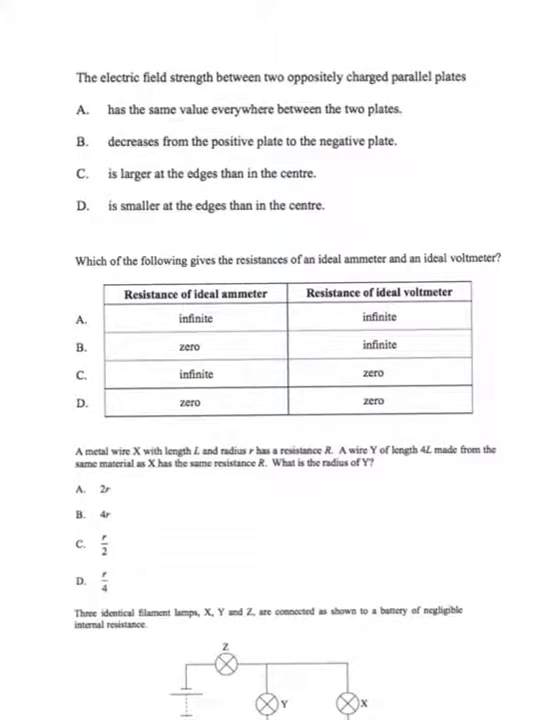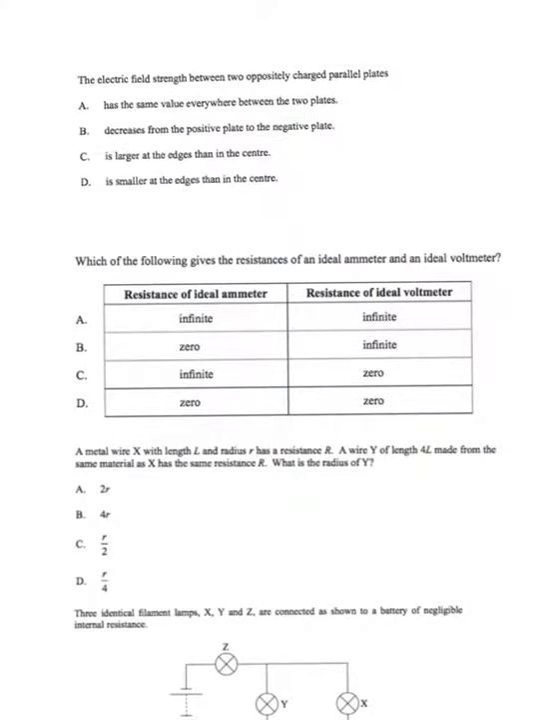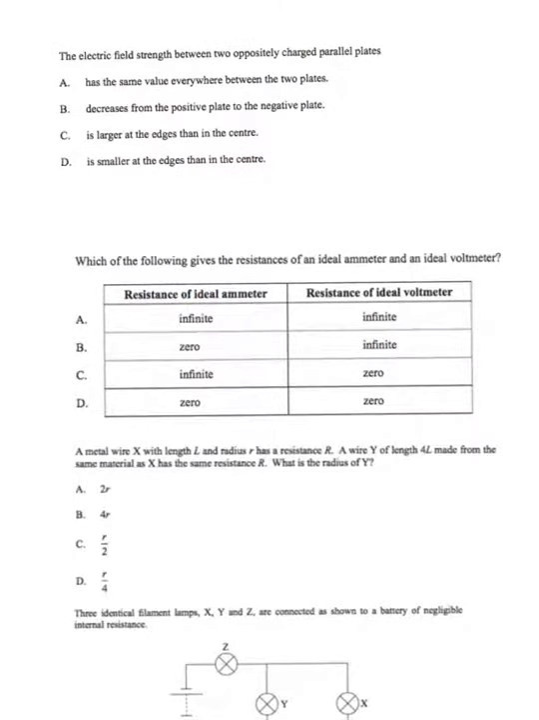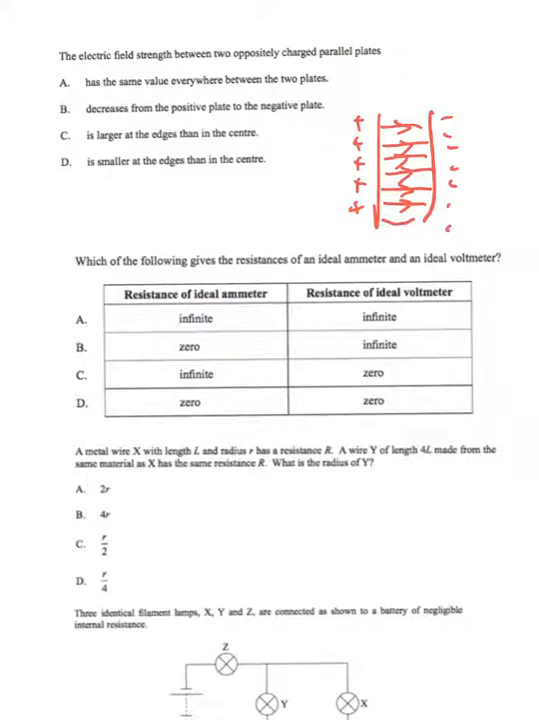Question number 1, the electric field strength between two oppositely charged parallel plates. What is the answer? For this, really make sure that you remember you draw the field plates. Remember we had one that was positive, and then we had one that was negative, right? That was the plates. Remember, the field goes from positive to negative. There's your field right there. And it's all the same, except, remember, on the edges, it's going to go out a little bit.